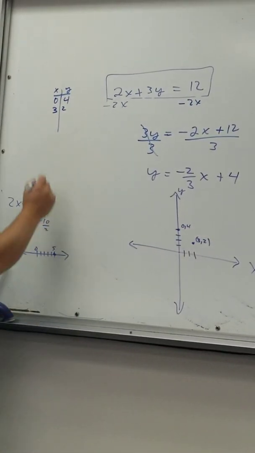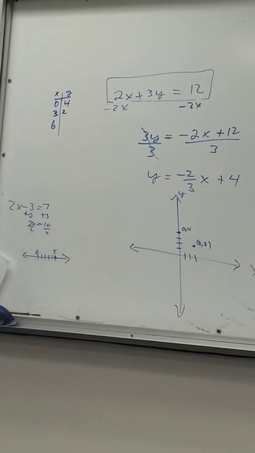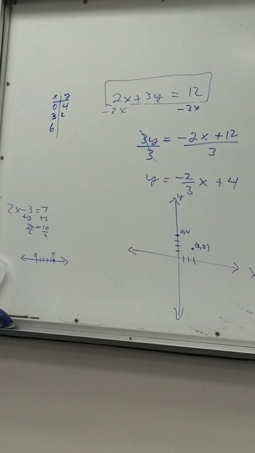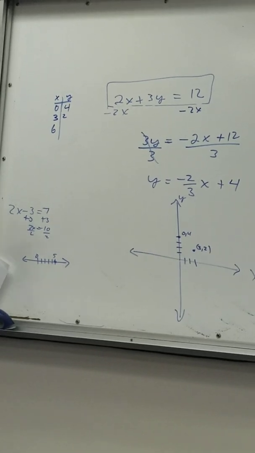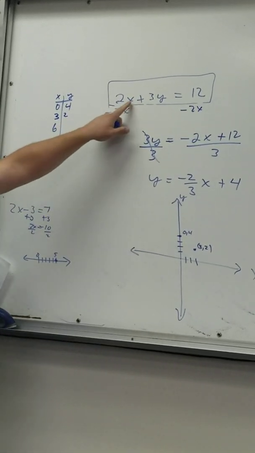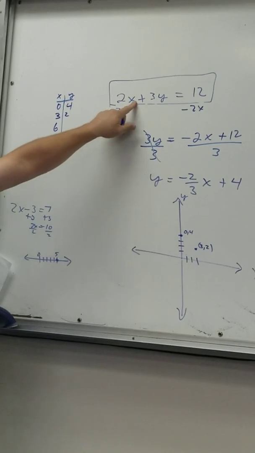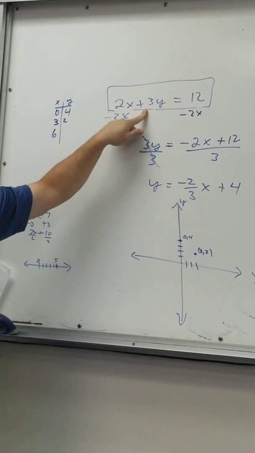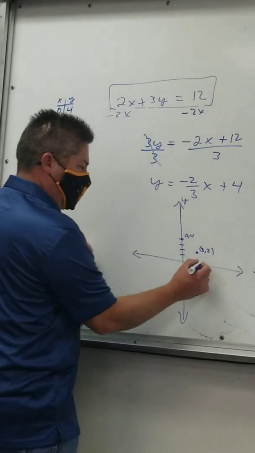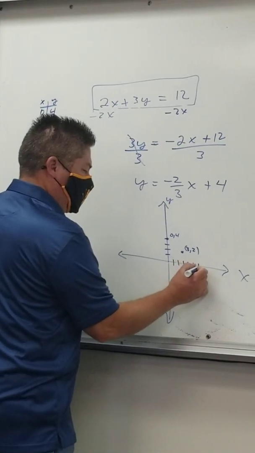Okay, let's go to 6. If this is a line, what do you expect it to do? It should keep going what? Down. Down, you would expect it to, right? Let's see what happens. What's 6 times 2? 12. 12, subtract 12. 0. 0 divided by 3 is 0. So 6, 0.